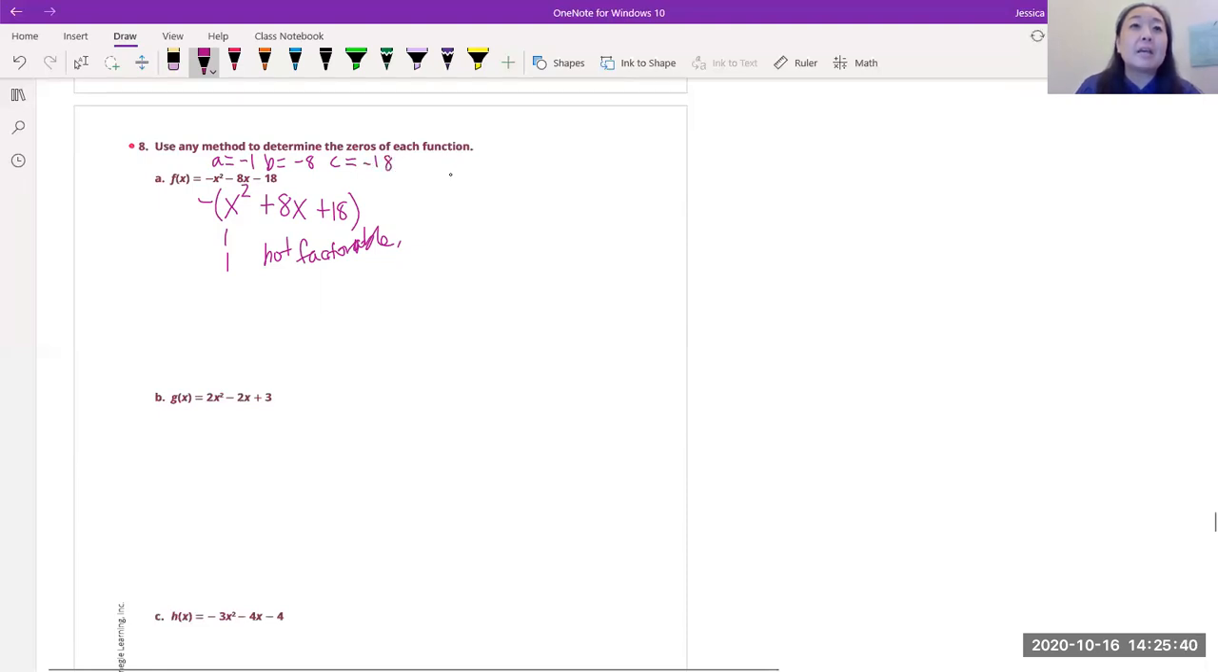All right. And x is equal to negative b, negative of -8, 8, plus or minus the square root of b squared, so -8 squared, minus 4 times a, which is -1, times c, which is -18, all over 2 times a, which is -1. Okay, I'm going to have to simplify that down. So let's try this out. So x equals 8 plus or minus, what could that be?